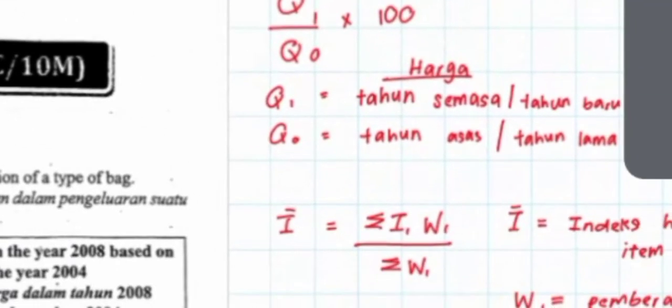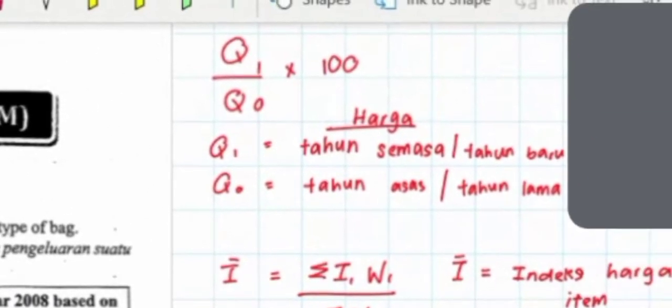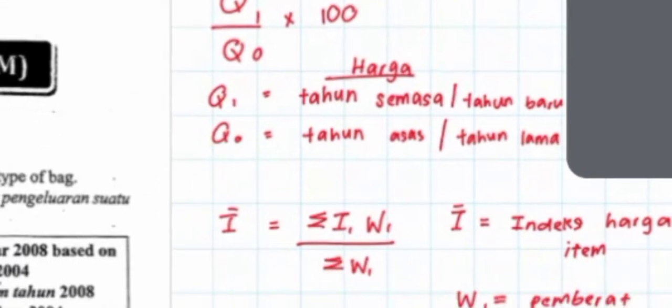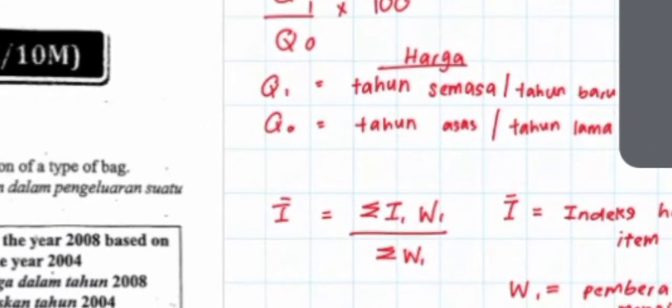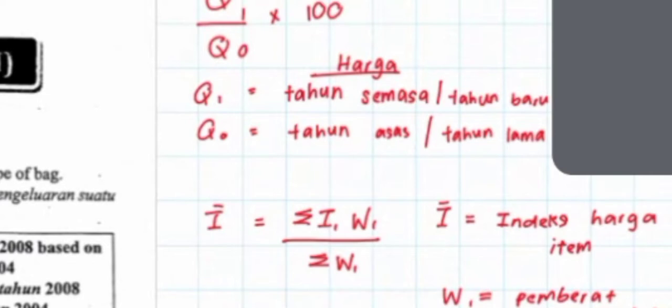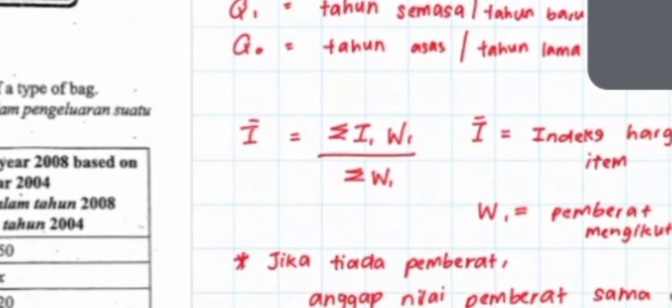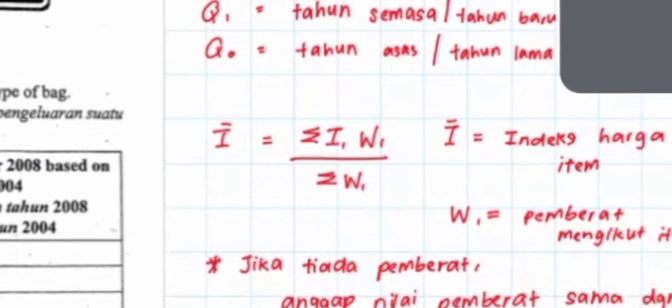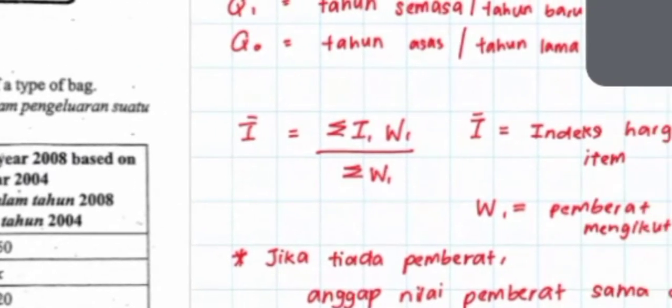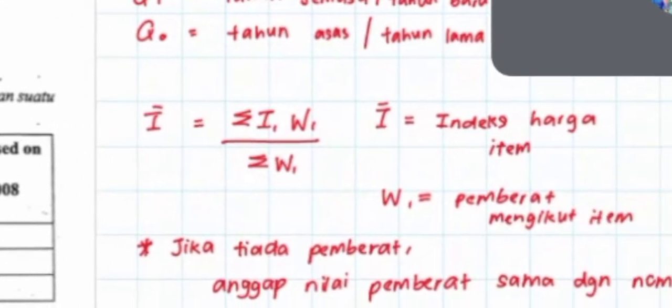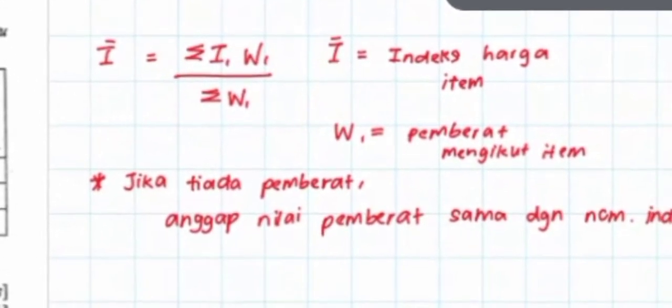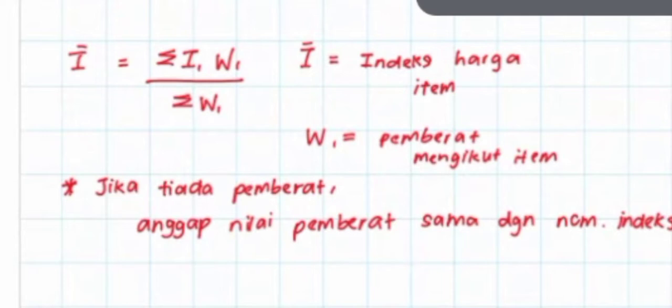So Q1 is your tahun semasa or your tahun baru. Then Q0 is your tahun asas or you can call it tahun lama. Then you see I equals ΣWI per ΣW, where W is the weightage, the pemberat. This is actually the formula for your index gubahan. So Yaya will explain it later, and I'll explain it again afterwards.